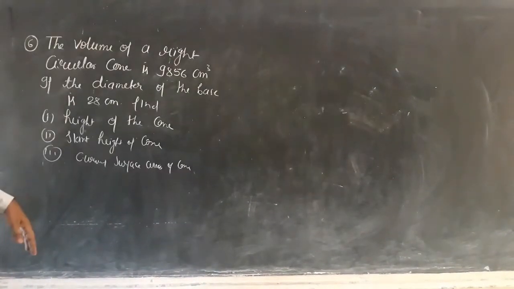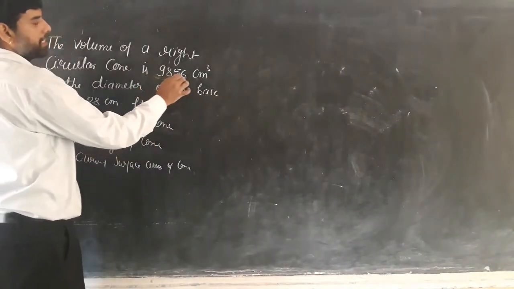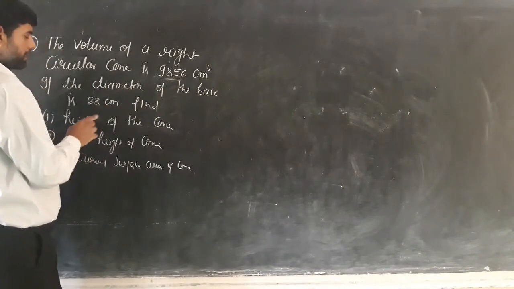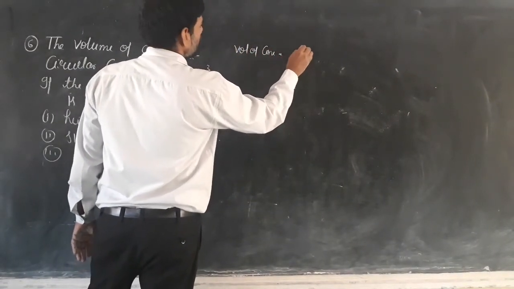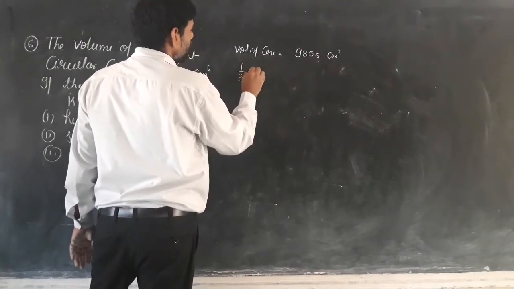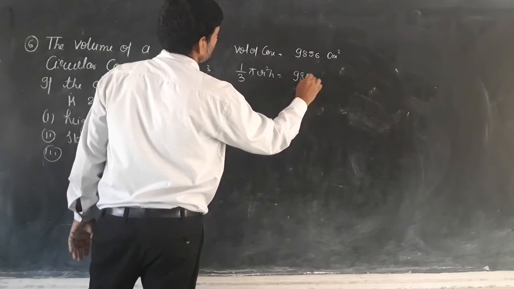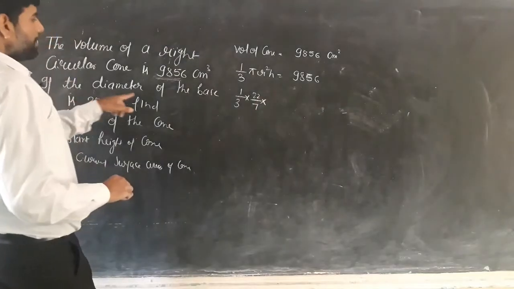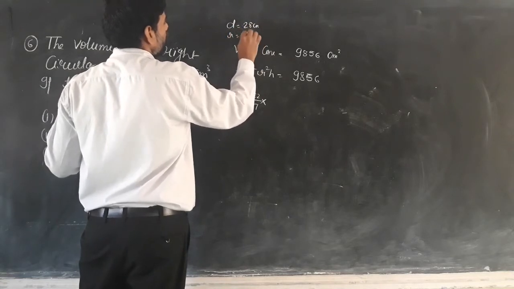Okay. Next question, the volume of a right circular cone is 9,856 centimeter cube. If the diameter of the base is 28 centimeter, find the height of the cone. So given volume of cone is 9,856 centimeter cube. The volume of cone is 1 by 3 pi r square h is equal to 9,856. The value of pi is 22 upon 7. Diameter is equal to 28 centimeter. Radius is equal to half of the diameter, 14 centimeter.